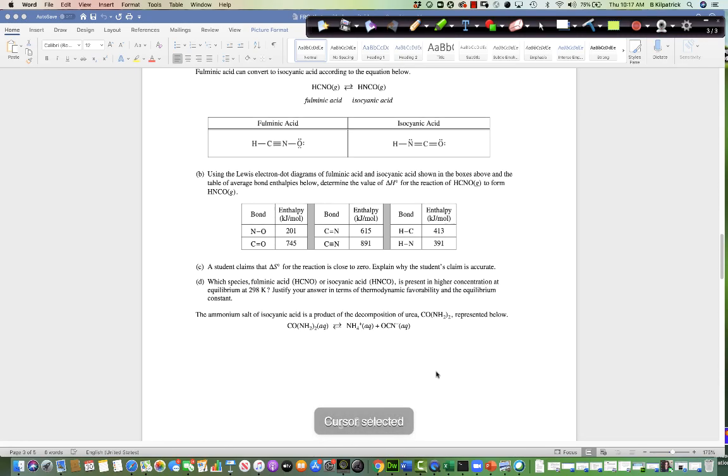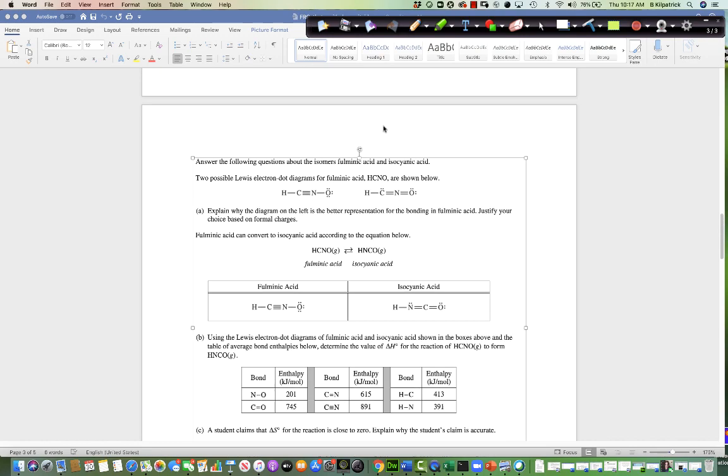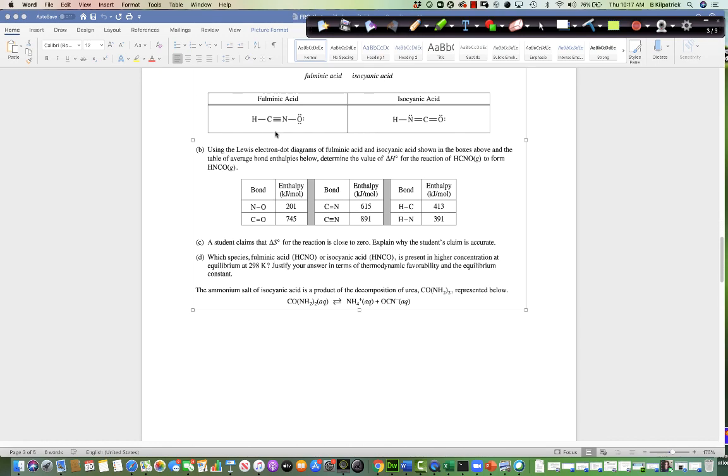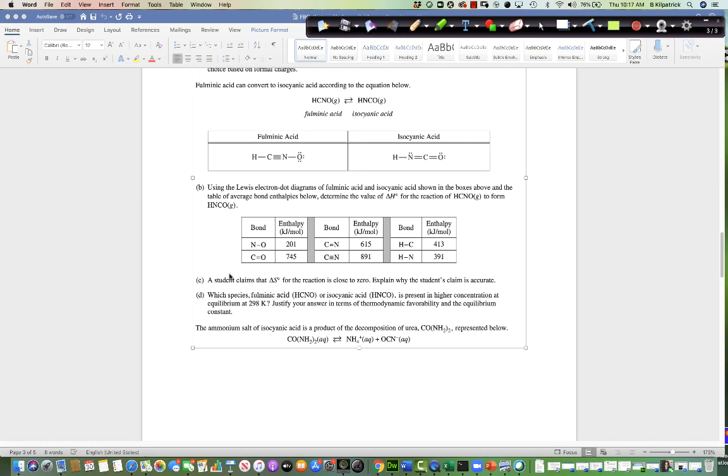Okay, so the next one involves bond enthalpy. So you've got these 2 compounds here, which is different than up here. We have this reaction where this will go to this, and we have the structures shown. Then it gives us the bond enthalpy, and says to use the Lewis dot diagrams to determine the delta H for this reaction.